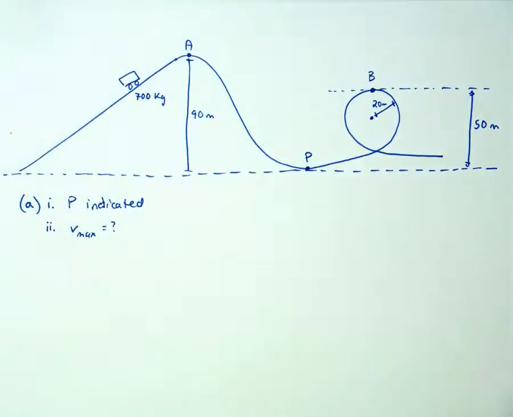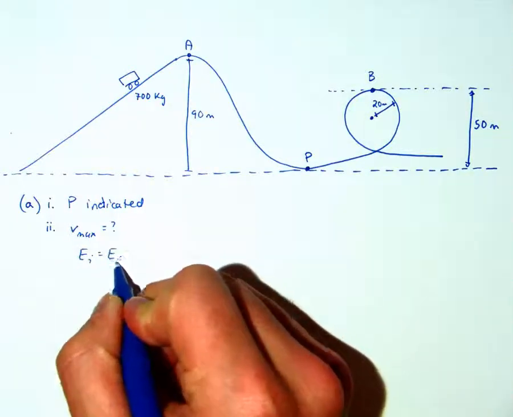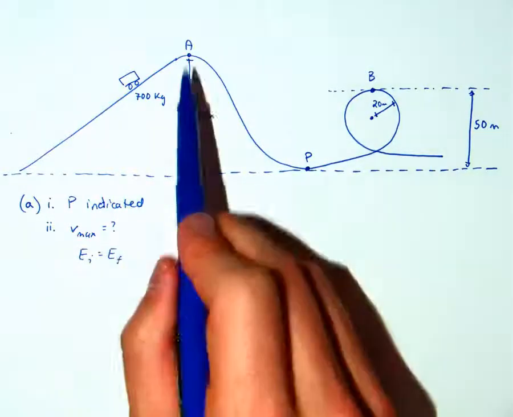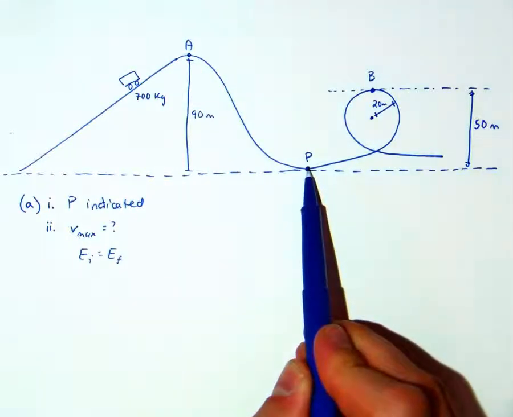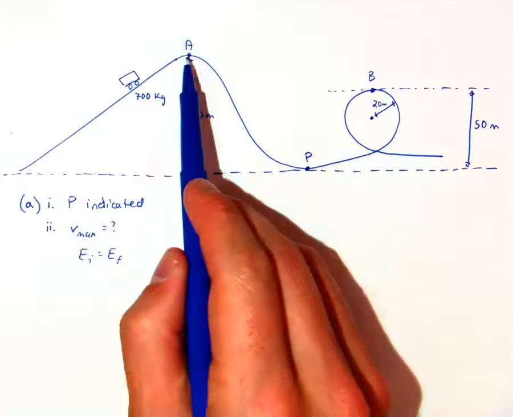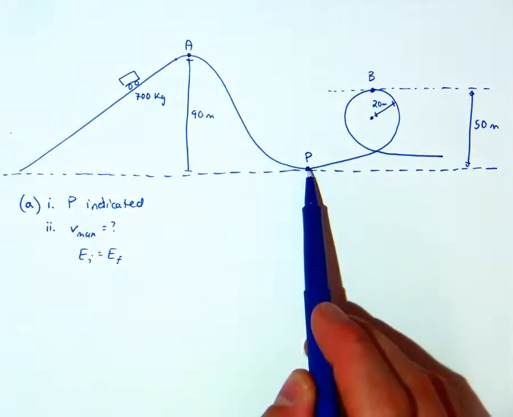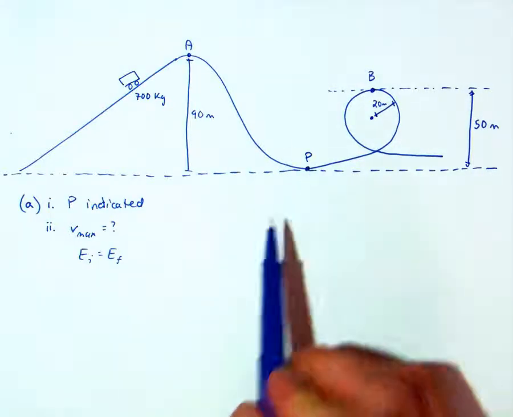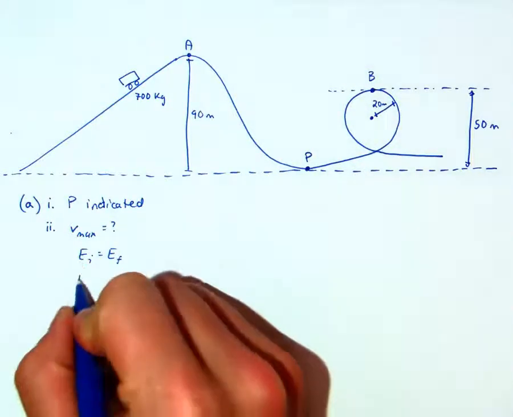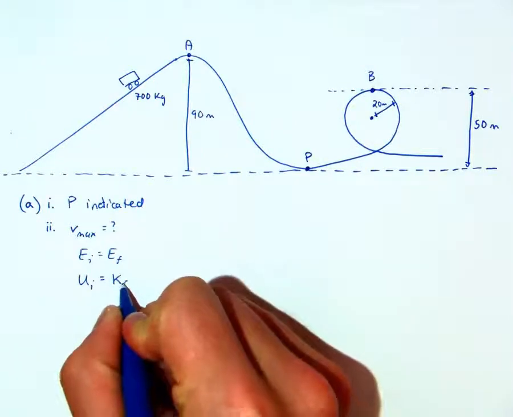To answer that question, we have a rather simple question of the conservation of energy. We know that the initial energy is going to be equal to the final energy, and we know that the maximum potential energy occurs at point A, and then the maximum kinetic energy occurs at point P. There's no kinetic energy at point A because it starts from rest, and there is no potential energy at P because we'll call this the height 0. So all of the potential energy has been converted into kinetic energy there. The potential energy initially is going to be equal to the kinetic energy at the end.